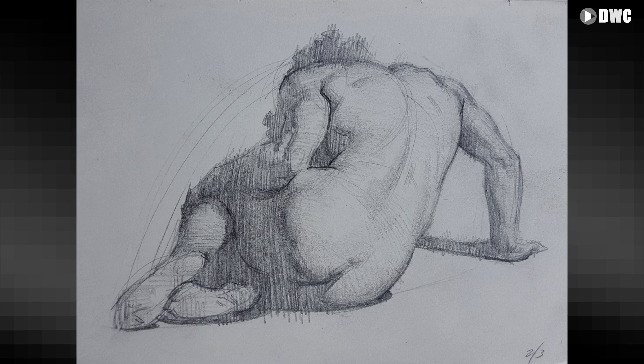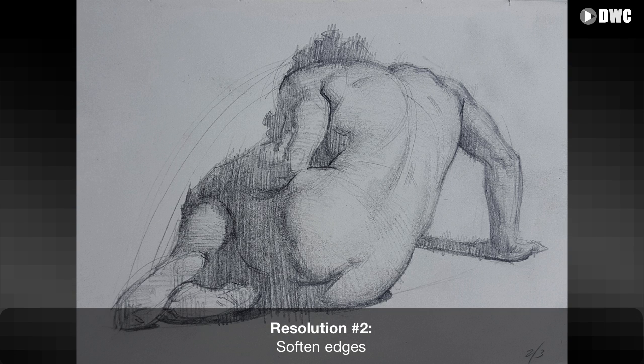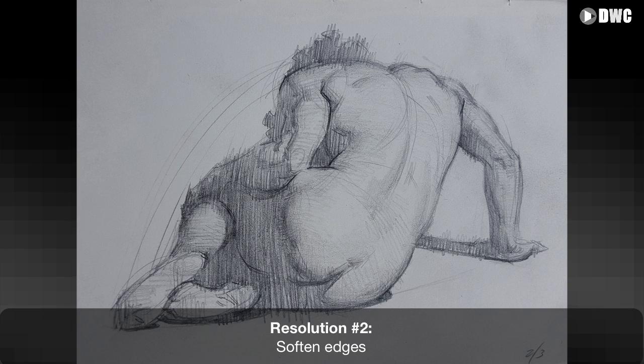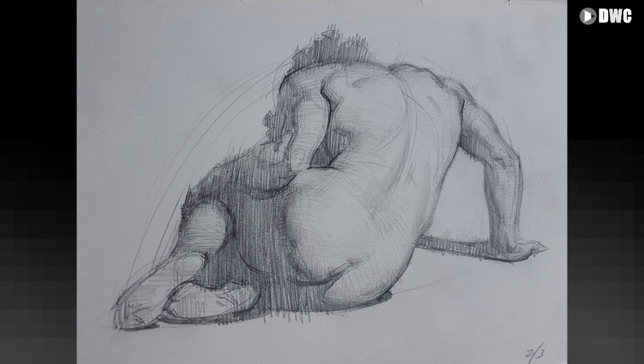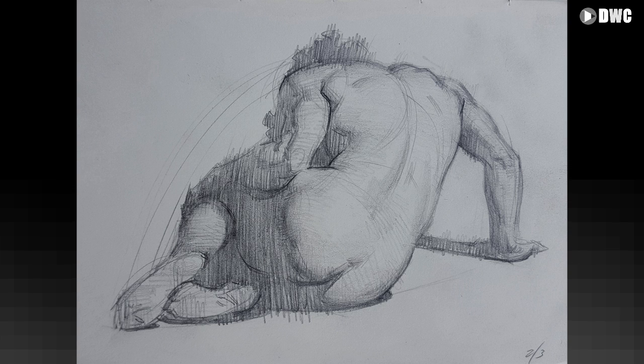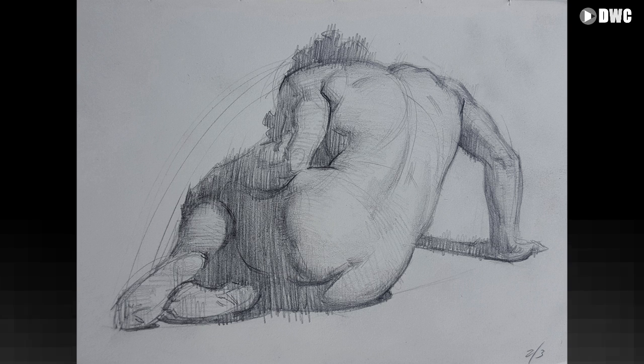Next, soften more edges. Part of rendering, probably the biggest part of rendering, is refining values and refining edges. Here, I'm basically softening the edge around his glute, or that hip muscle there. I believe this is the gluteus medius muscle, just softening it, making it feel round, making it more real. The human form doesn't have hard edges. It has very soft edges.